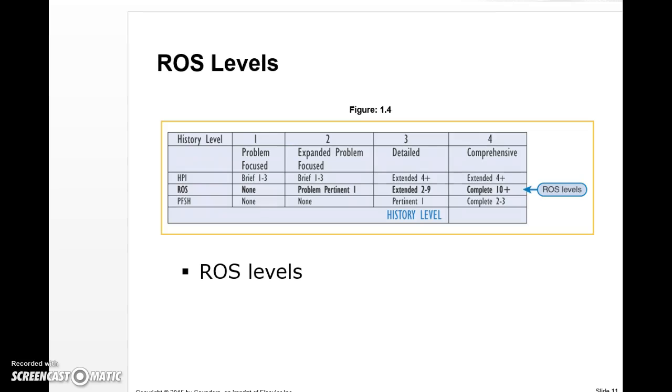The review of systems, again, here we go. Problem-focused, expanded problem-focused, detailed, and comprehensive. So this is, again, on the audit form. We're going to see this little chart here, as well as in your Next Step book, Chapter 1.